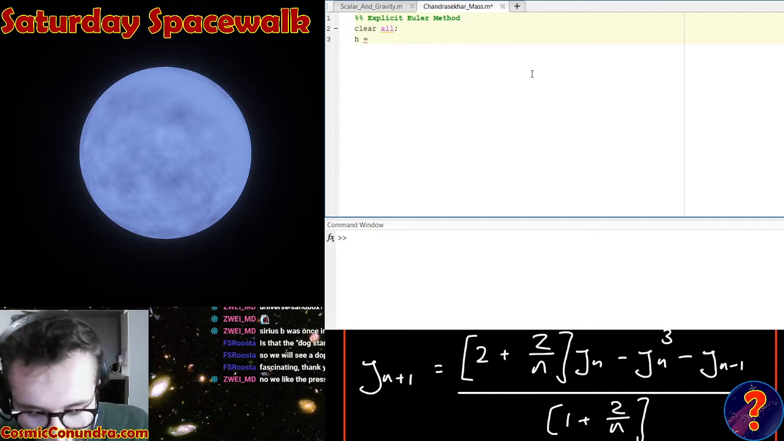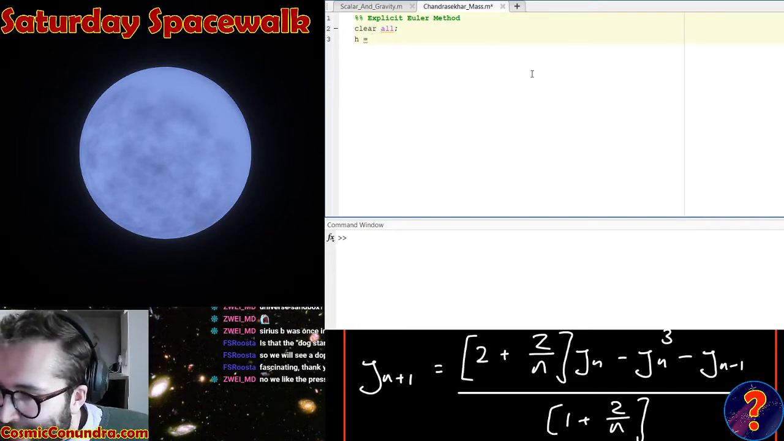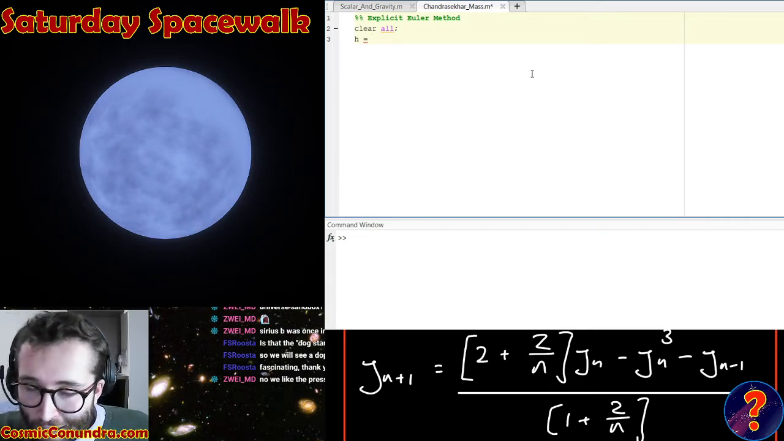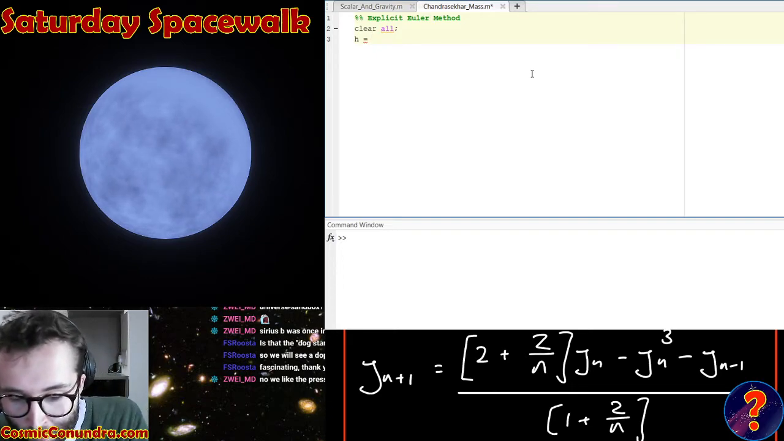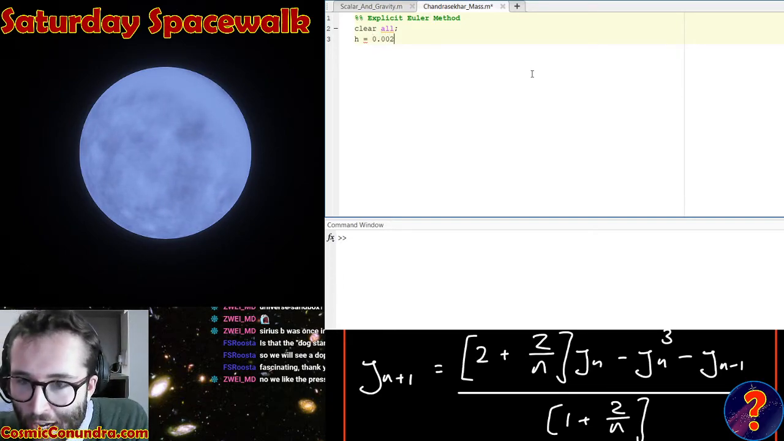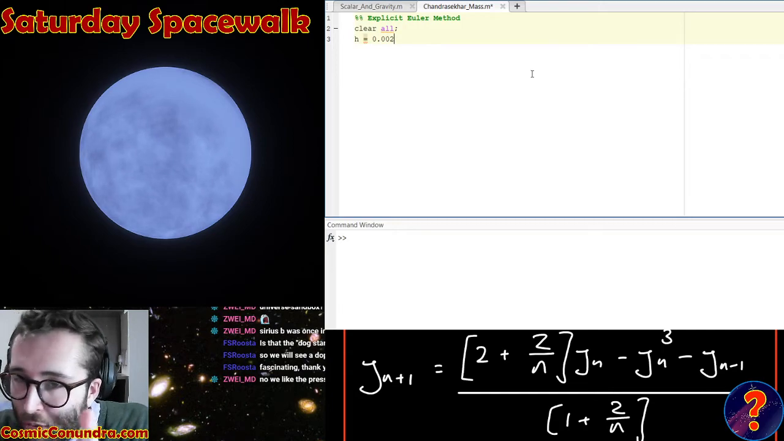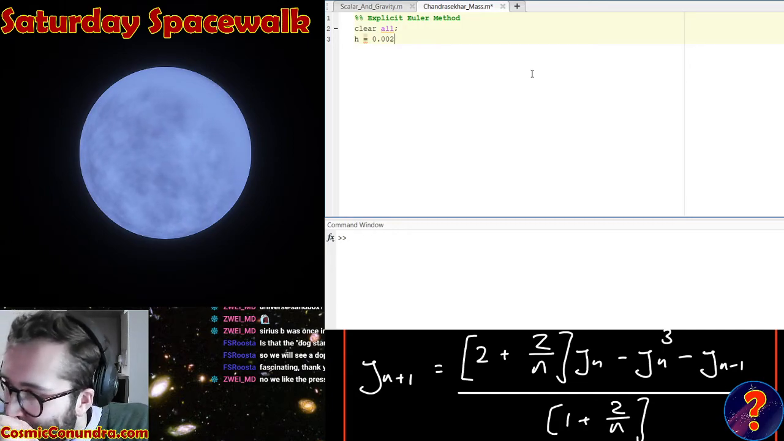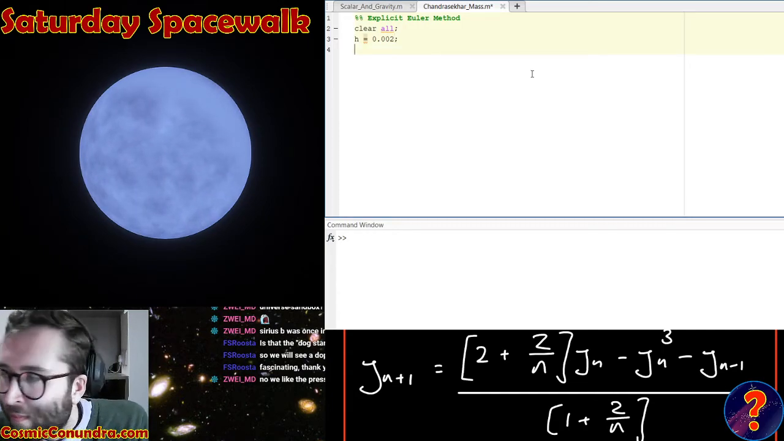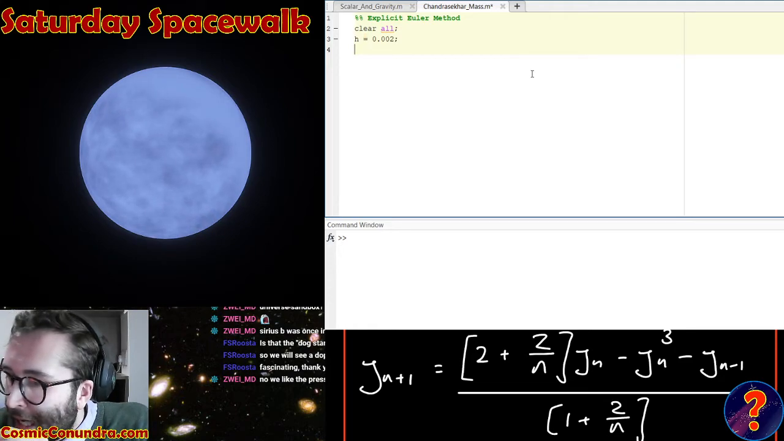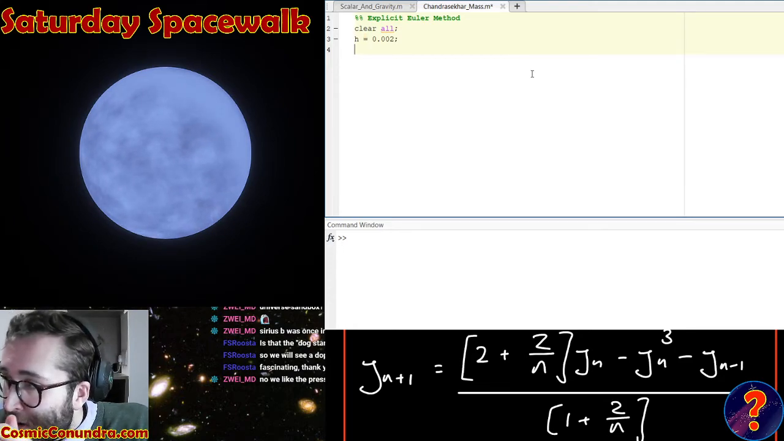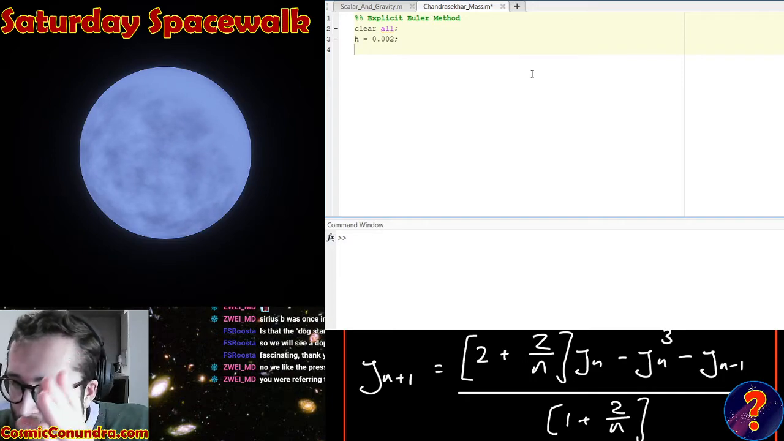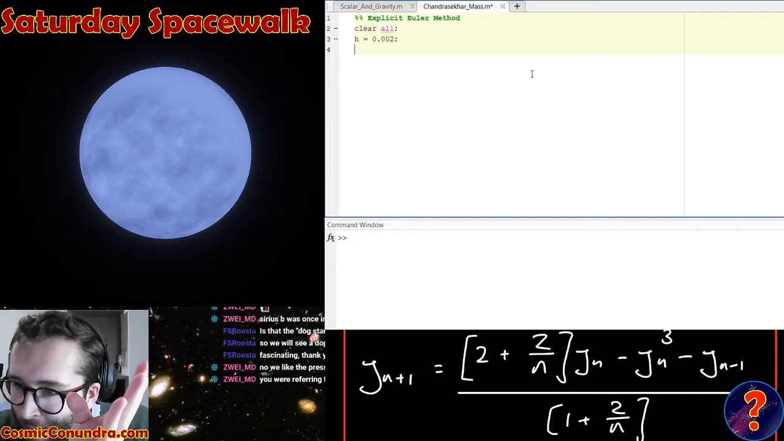Anyway, so I'm using h to denote the step size now instead of delta x, because again, there's no delta key on my keyboard. So I'm going to use steps between my grid points of 0.02. And I'm going between x is 0 and x is 10.